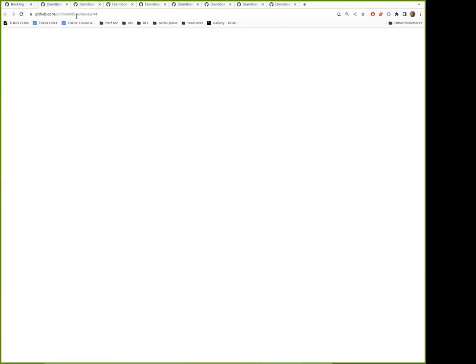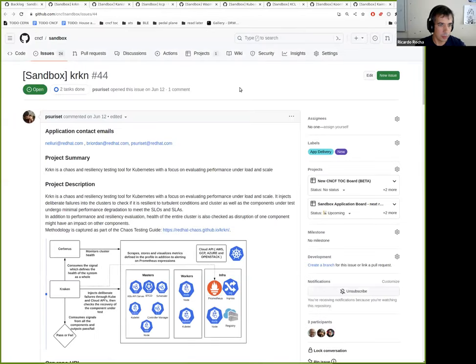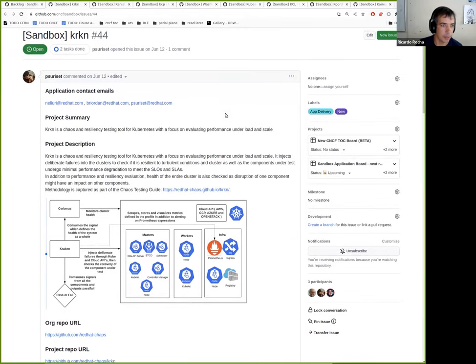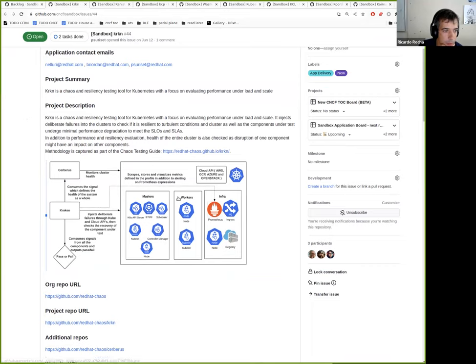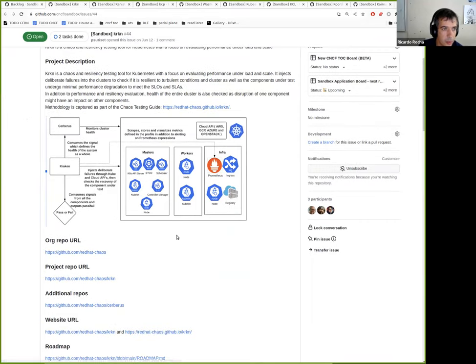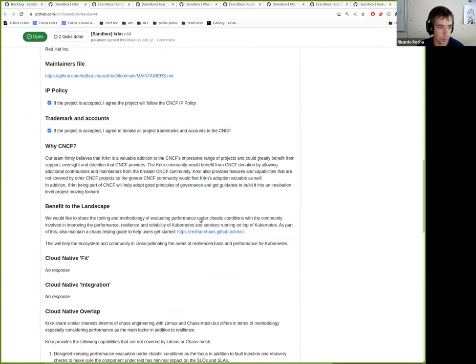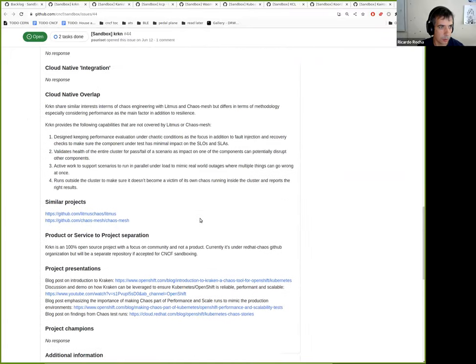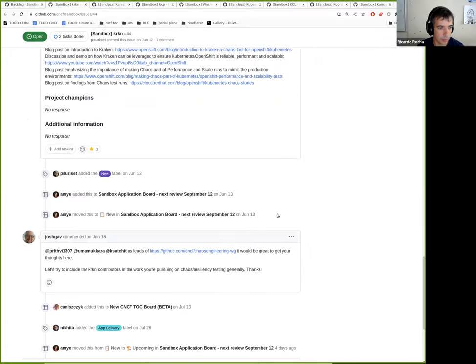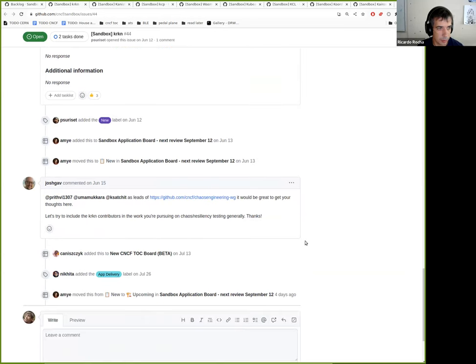All right. So the next one is Kraken. This is a chaos and resilience testing tool for Kubernetes, focusing on evaluating performance and their loads at scale. There's a nice picture here of how this works. I have seen this project in the past as well. I know in this case they did not present yet, but I think there was a suggestion here to go for it.